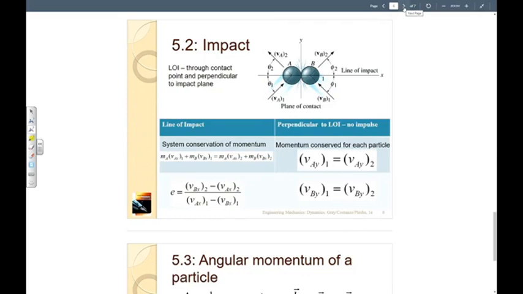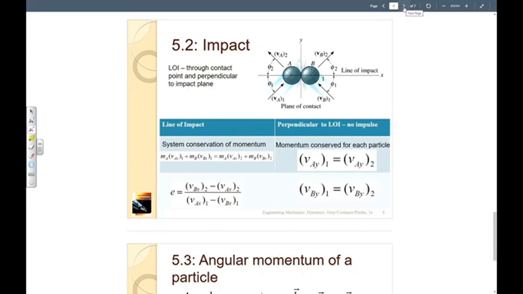Impact. We had a little roadmap for how we did these. I've got a ball bouncing off a ramp, coming in at some crazy angle. First, we wanted to define our line of impact and plane of impact. We did that by asking, how are these guys contacting? What's the tangent surface to both of them? That's the plane of impact. Perpendicular to that, through the contact point, is the line of impact.